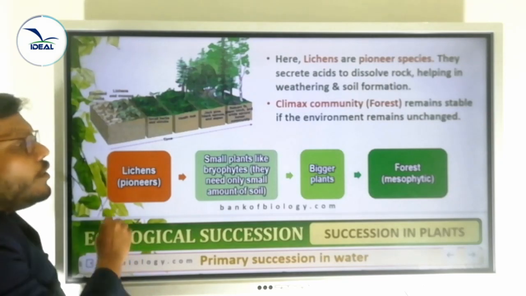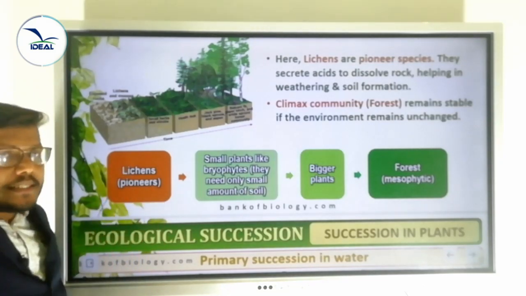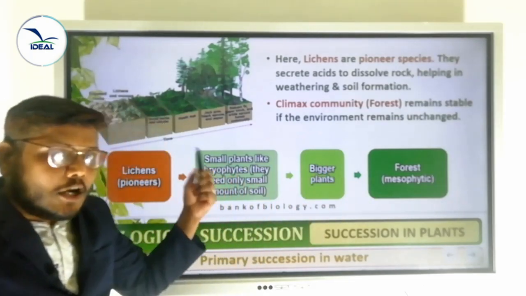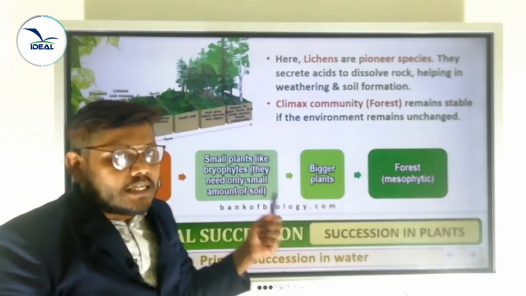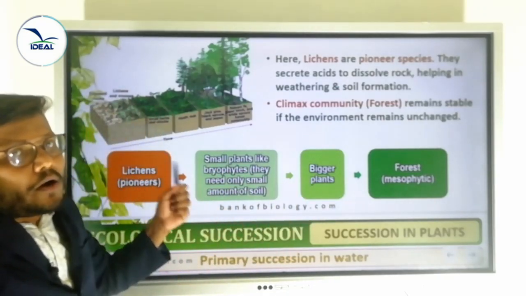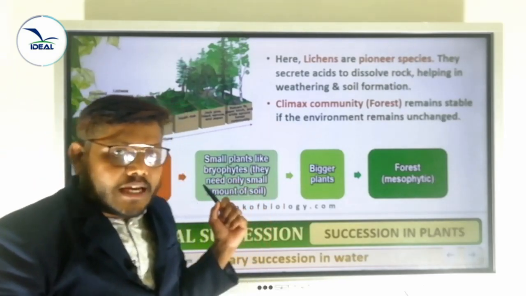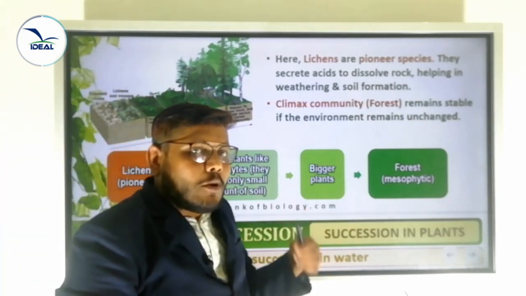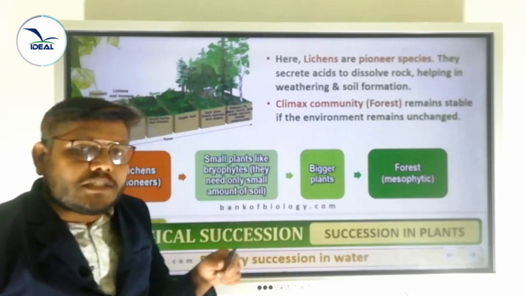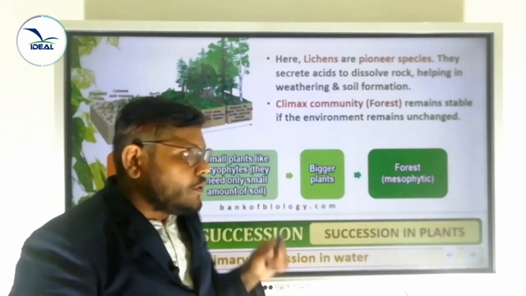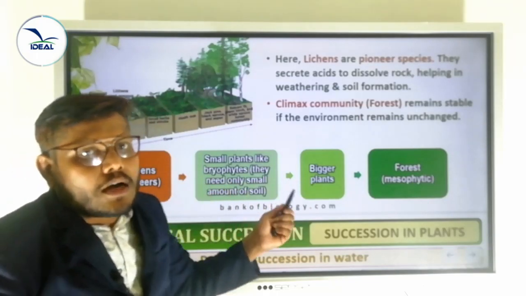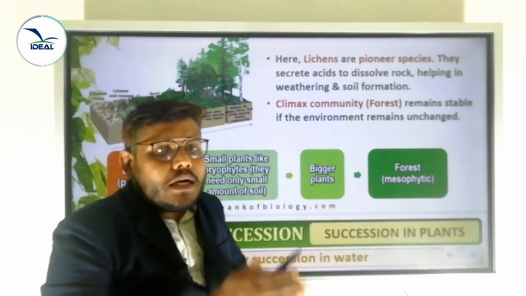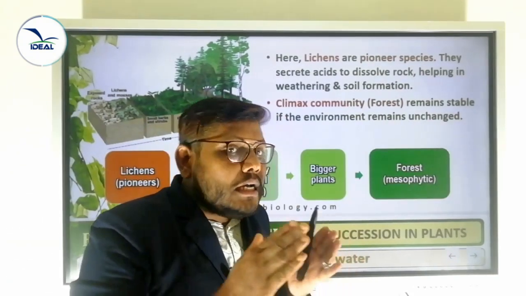Is it clear? So what are the stages of xerarch succession? Lichen stage, moss stage, shrub stage, and forest stage. This is the way organisms develop there. So we can say that ecological succession is a sequential, gradual, predictable change in the species composition of an area. That is called xerarch succession.